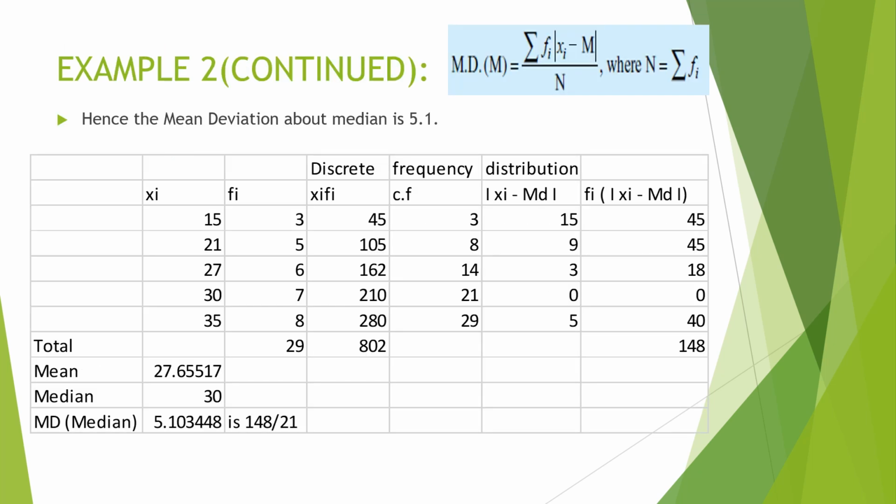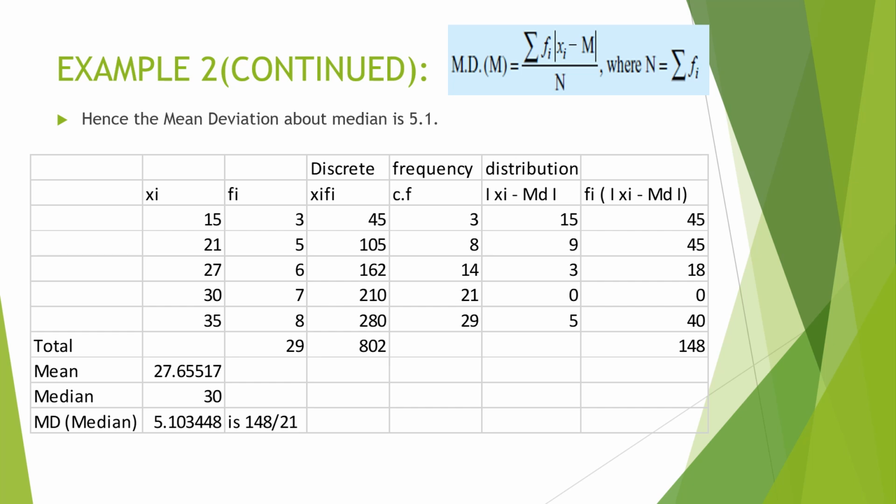To find the median, first list the xi, fi values, then find the cumulative frequency. How do you find it? For the first one it is 3, then you go on adding the previous frequency. So 5 plus 3, 6 plus 8, 7 plus 14, and last 8 plus 21, 29. Always remember, to check whether your total is right, the last cumulative frequency will always be equal to n. Here n is 29. What is (n plus 1) by 2? It is 30 by 2, or 15.